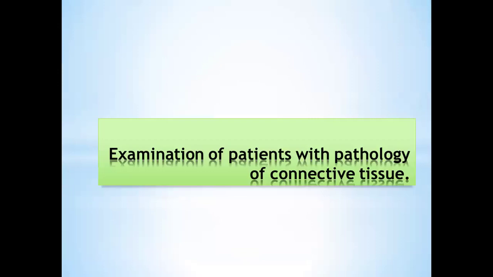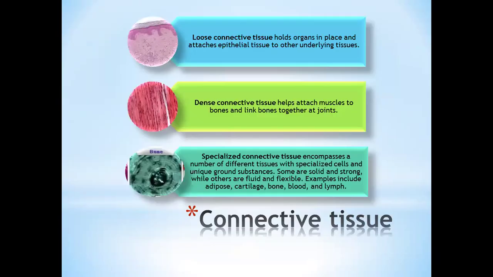Let's talk about examination of a patient with pathology of connective tissue. Connective tissue is divided into loose connective tissue, dense connective tissue, and specialized connective tissue. Loose connective tissue holds organs in place and attaches epithelial tissue to other underlying tissue. Dense connective tissue helps attach muscles to bone and link bones together at joints.